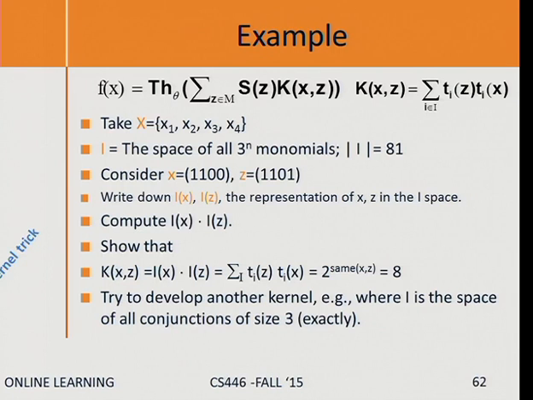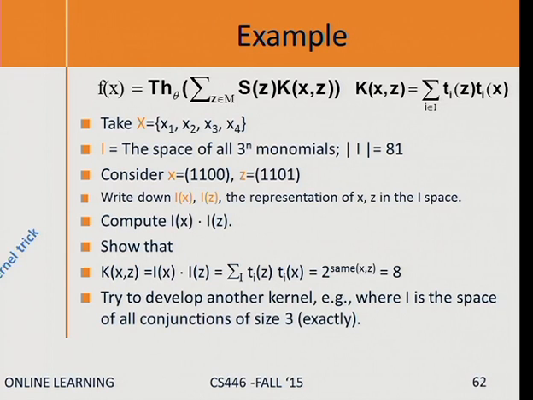Once you do this, you can compute I of X dot product with I of Z. That's one option. Option 2, compute this. And convince yourself that when you do this, you get the same number. Okay? So this will be an exercise in understanding the key idea in kernel tricks.